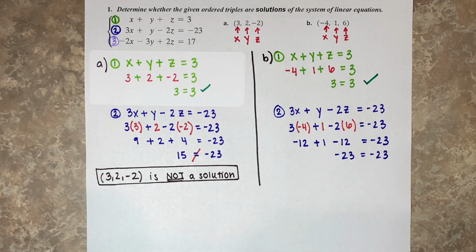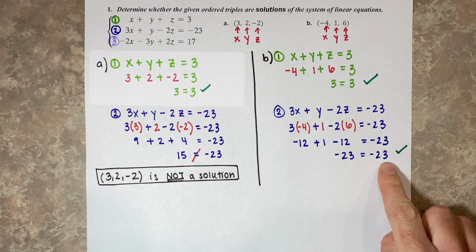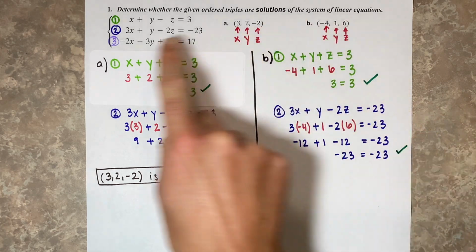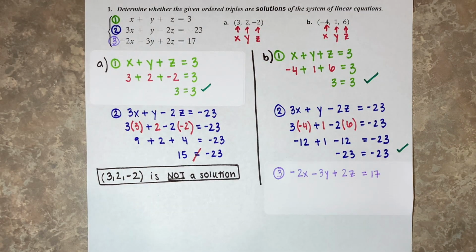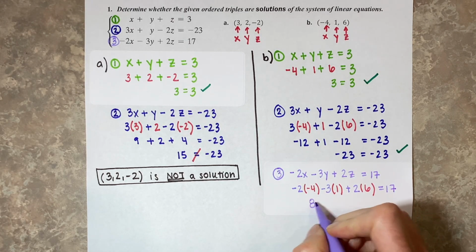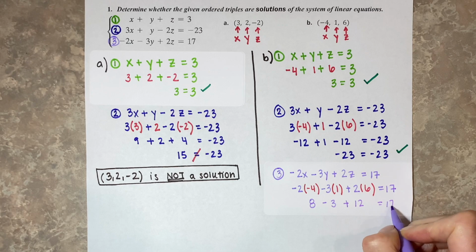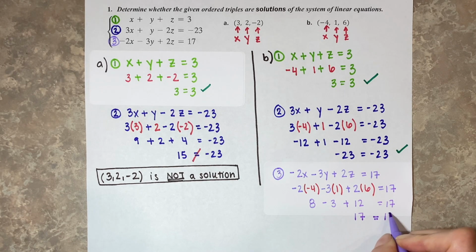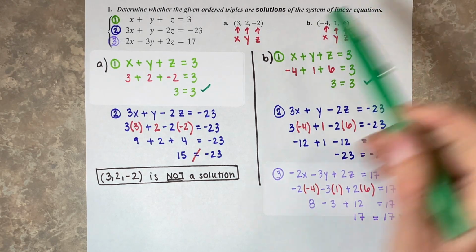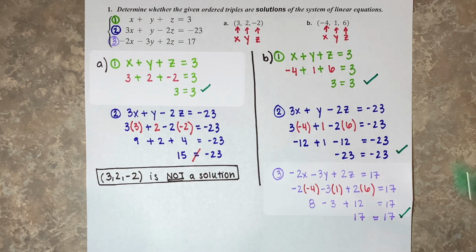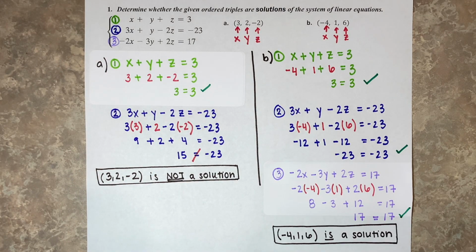And we get the true statement, -23 is equal to -23. So now let's go ahead and plug this ordered triplet into equation 3. And we get the true statement, 17 equals 17, when we plug this ordered triplet into equation 3. So since this ordered triplet gave us a true statement when we plugged it into all three equations in the system, that means that the ordered triplet -4, 1, 6 is a solution to this system of equations.